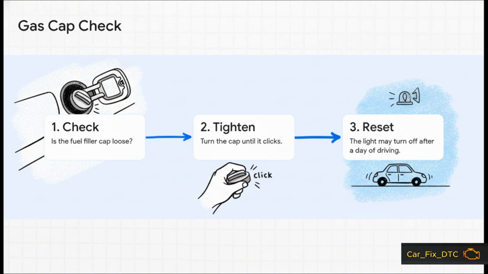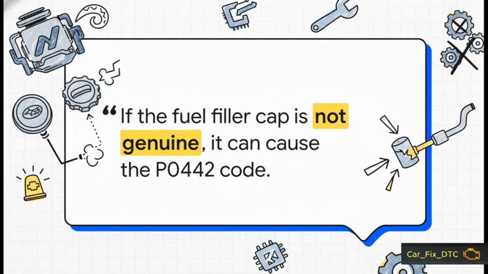After that, just drive your car like normal. It can sometimes take a day or so for the computer to run its checks again and hopefully turn that light right off. And here's another really critical tip about that cap. If you've ever replaced it with a cheap, generic one from the auto parts store, that could easily be your problem. Subaru's system is super sensitive, and a non-genuine aftermarket cap just might not create the perfect seal it's looking for. Sticking with an official Subaru part is often the key.